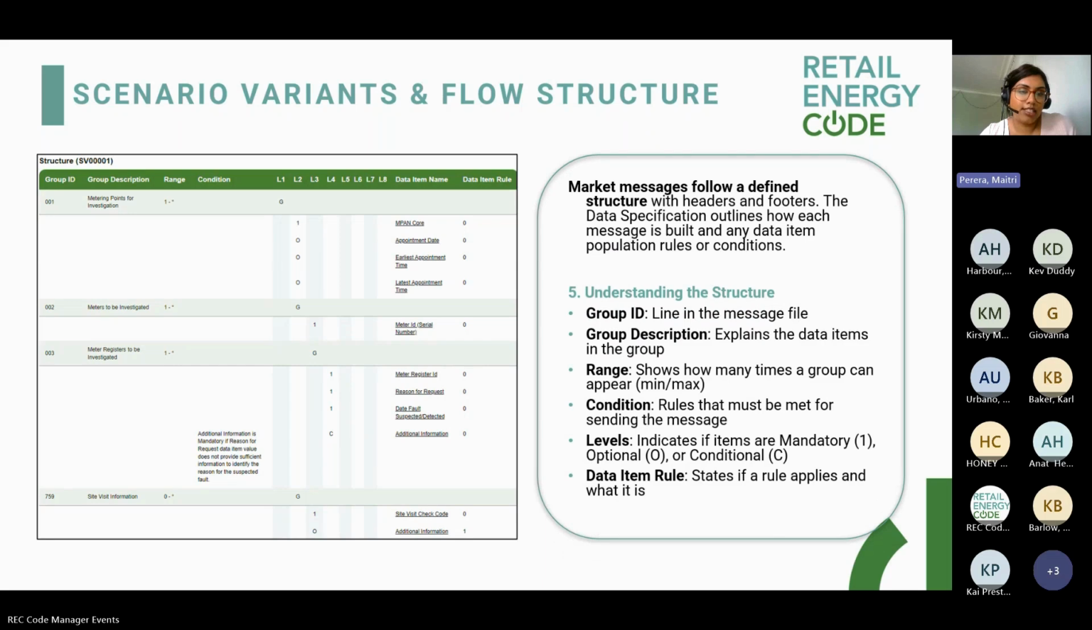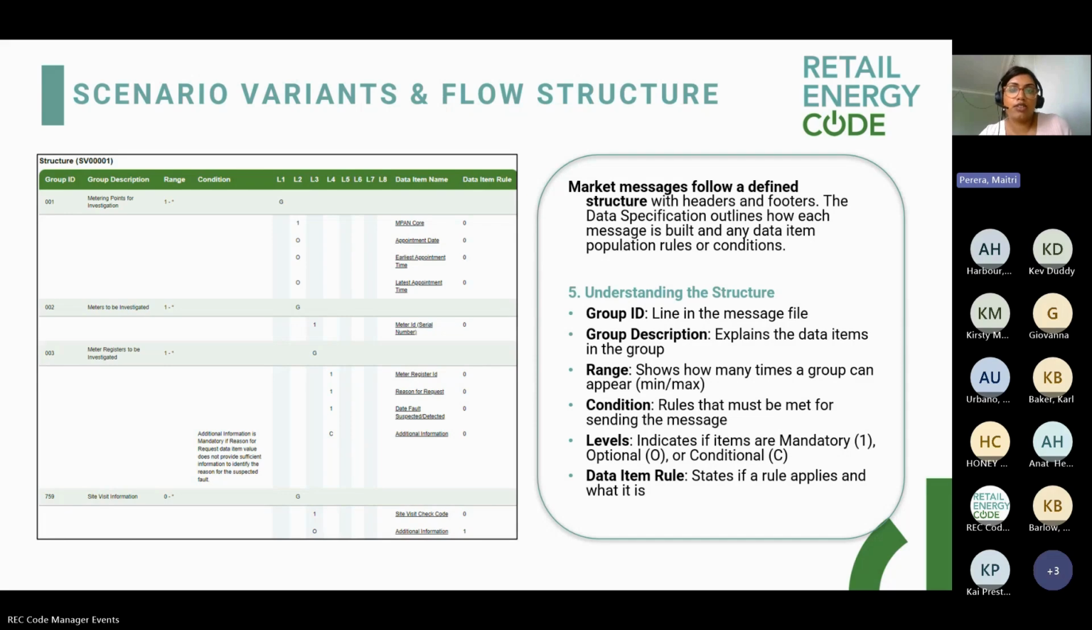What we're now going to have a look at is the market message structure. All market messages are sent or received within a defined structure. These will all have header and footer formatting. The data specification describes the content of the messages and how it should be structured. We're going to take a brief walkthrough of what the items show in the structure here. The first thing that we can see is the group ID on the left-hand side, and this represents a line within the market message file.